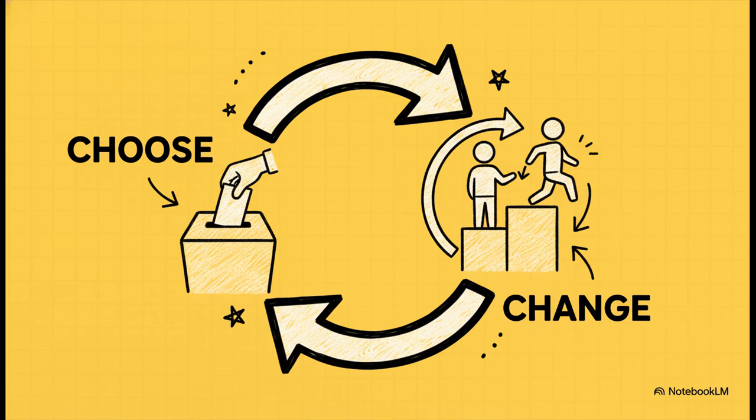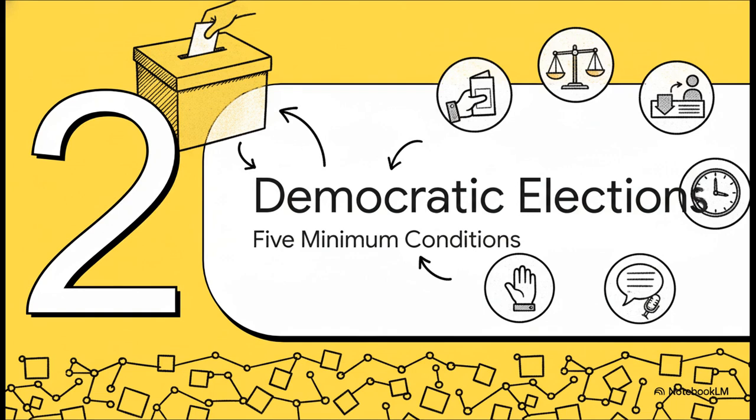You see, an election is that special mechanism, that process, which allows us, the people, to do two very important things. First, to choose who will represent us. And second, to change them if we are not happy with their work. This power to choose and to change is the very heart of a representative democracy. But is it enough to just hold a vote? Not really, right? Even countries that are not democratic sometimes hold elections. So what makes an election genuinely democratic?